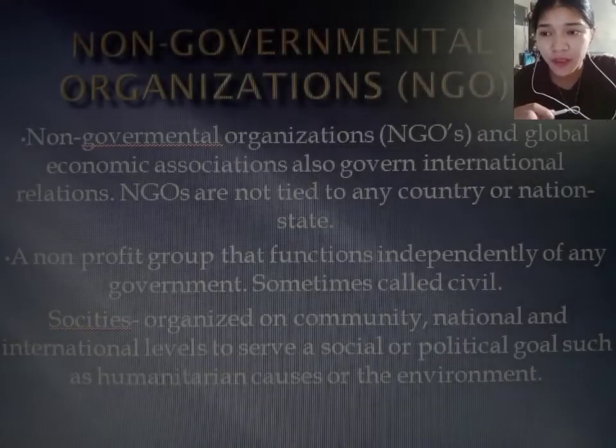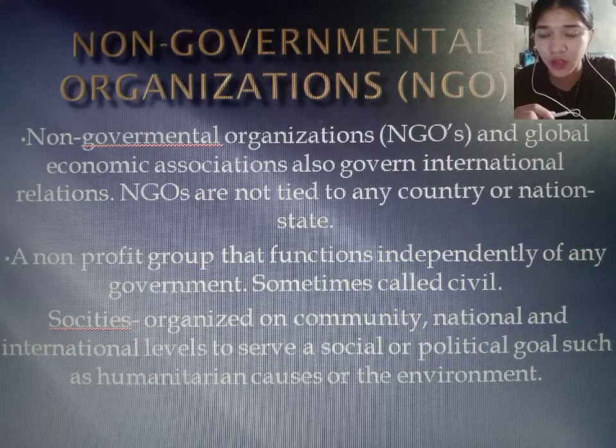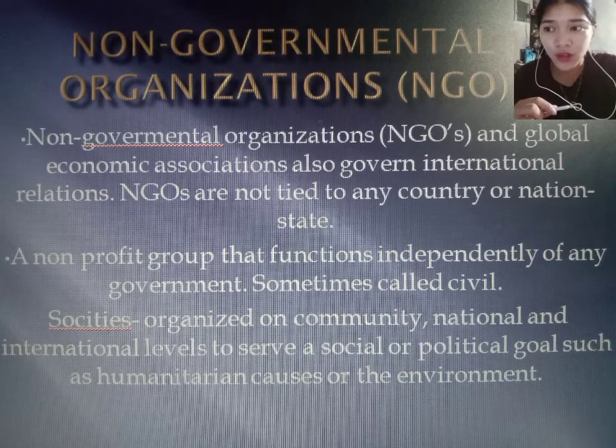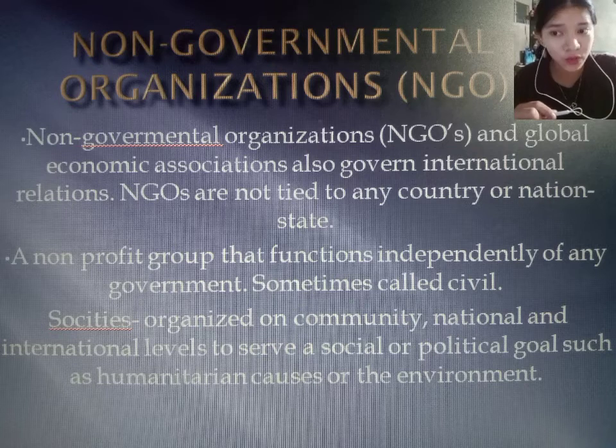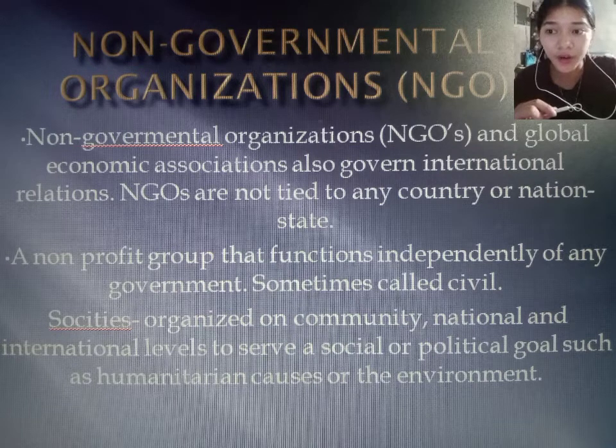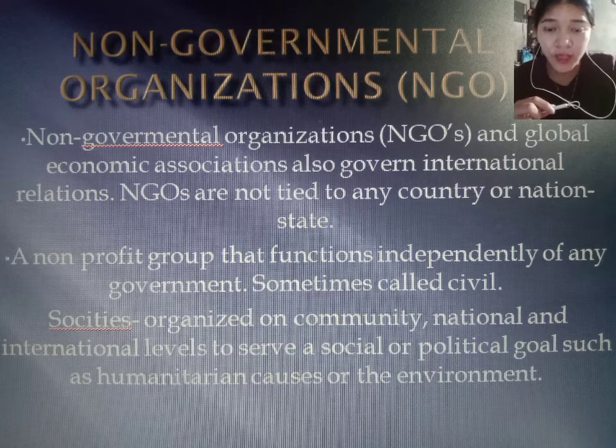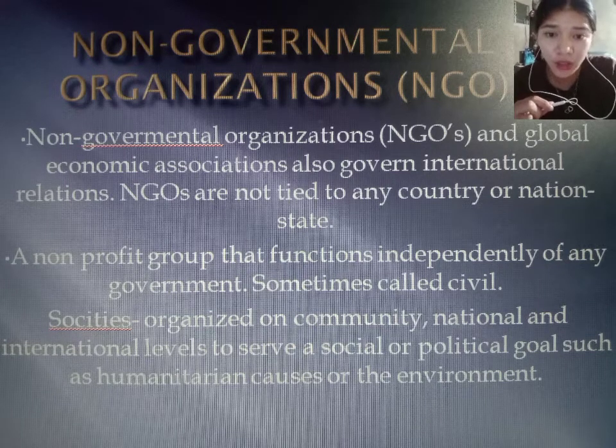Non-governmental organizations and global economic associations also govern international relations. NGOs are not tied to any country or nation state. Organizations which are independent of government involvement are known as non-government organizations or NGOs. NGOs are a subgroup of organizations funded by the citizens, which includes clubs and associations, which provide services to each member and others. As I've said earlier, NGOs also cover international relations.